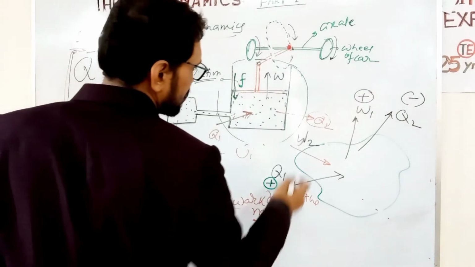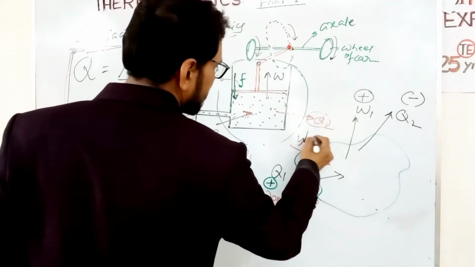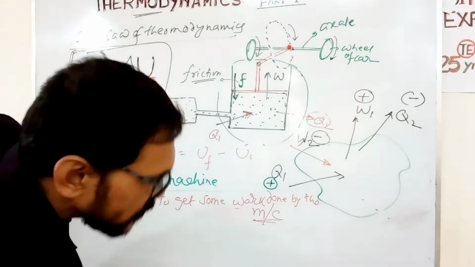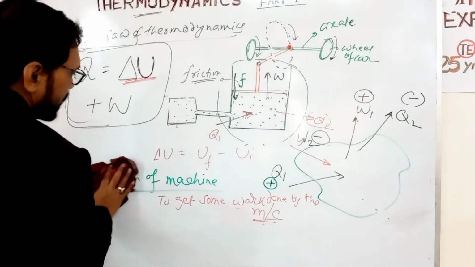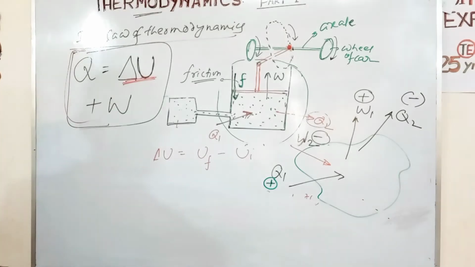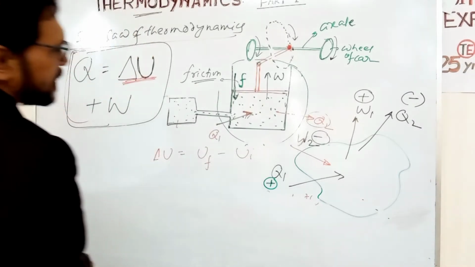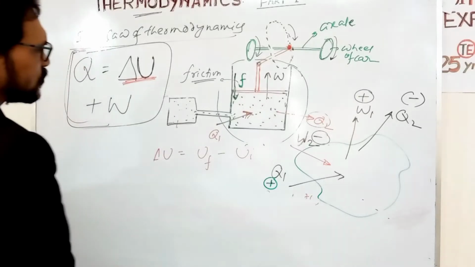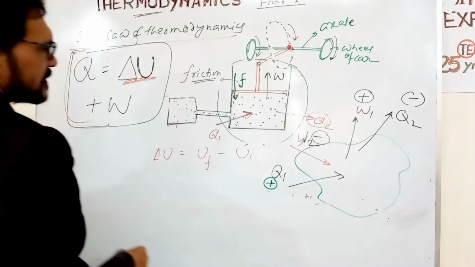And work done on the system, that is friction. Friction opposes the motion, so work done by the friction is negative. Which factors help the machine to work? We take those factors as positive, and which factors prevent the machine from working? We take those factors as negative.